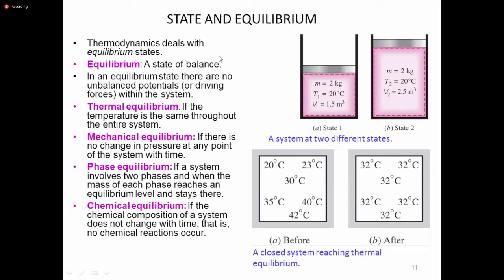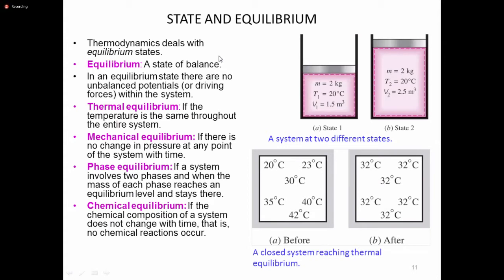So, the state and equilibrium. In thermodynamics, there is a concept called state and equilibrium. Thermodynamics basically deals with the equilibrium state. So we'll try to understand what exactly the equilibrium state means. But before that, we need to understand the equilibrium. What exactly does equilibrium mean?